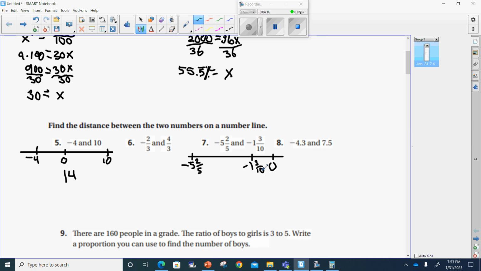That means I'm going to be subtracting 1 3/10 from 5 2/5. I need to get a common denominator, though. I'm thinking that common denominator is going to be 10. So I have to multiply 5 to 2 and multiply 2 to 2 in order to turn this into a fraction that's equal, that gives me a denominator of 10. This is going to give me a denominator of 10 and a numerator of 4. So now what I have to take is -5 4/10.